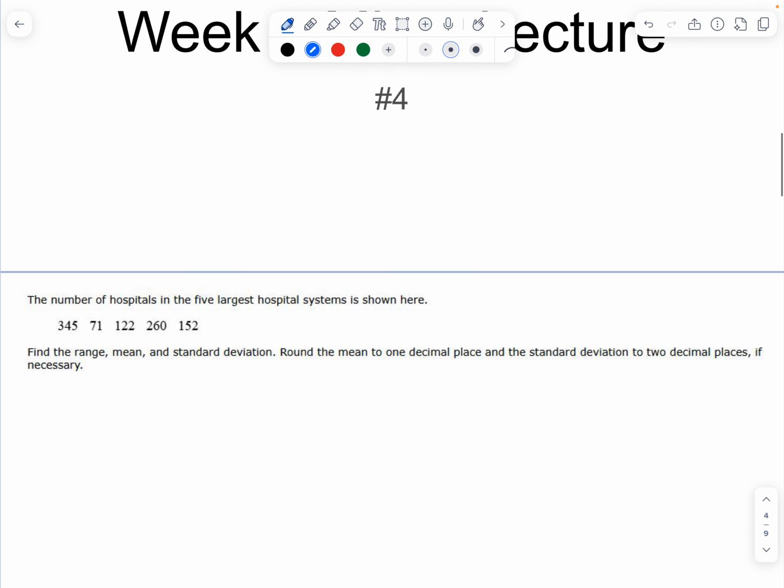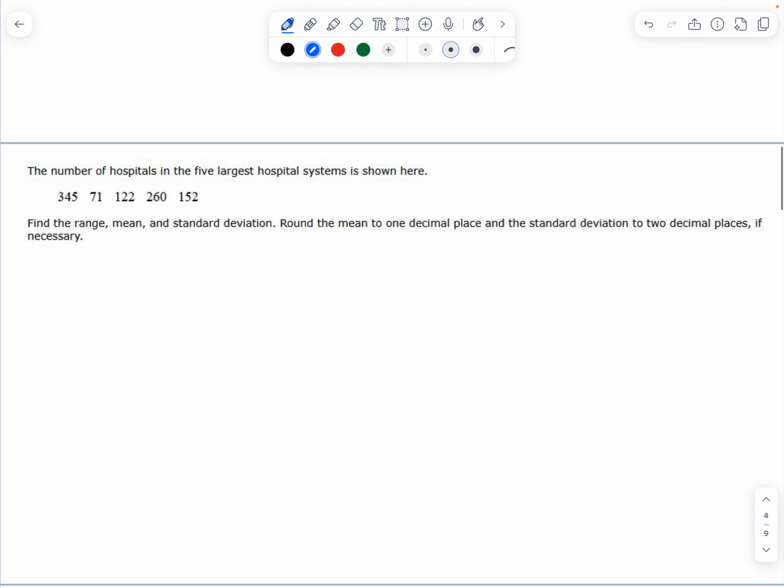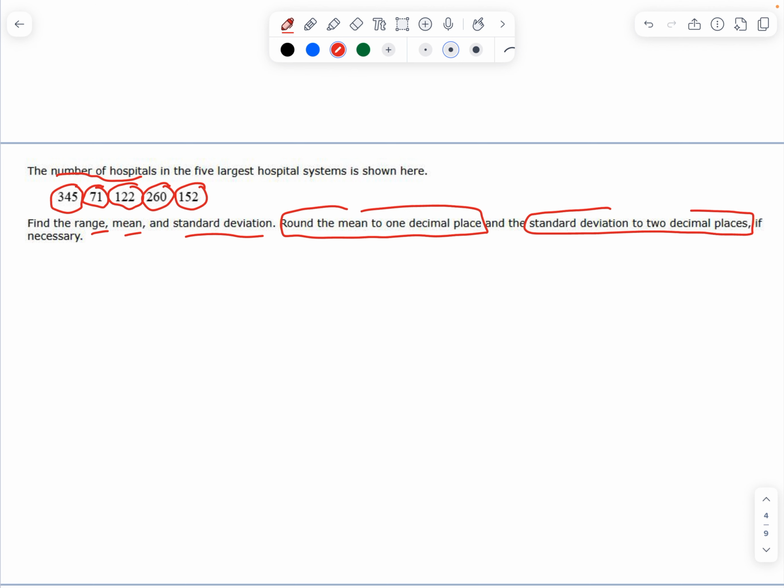The number of hospitals in the 5 large hospital systems are shown here. So we have a system with 345 hospitals, a system with 71, 122, 260, and 152 hospitals. Find range, mean, and standard deviation. Mean, we're going to 1 decimal place, and standard deviation, we're going to 2 decimal places.